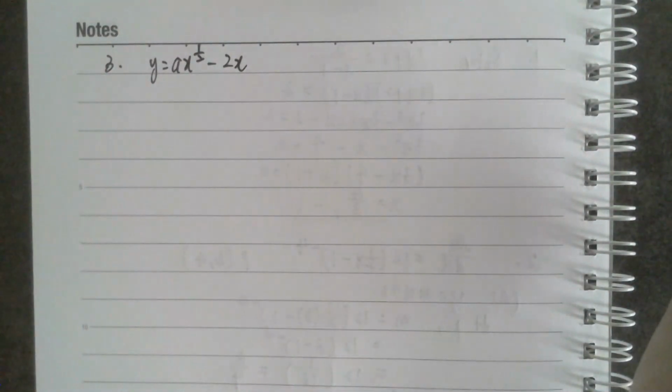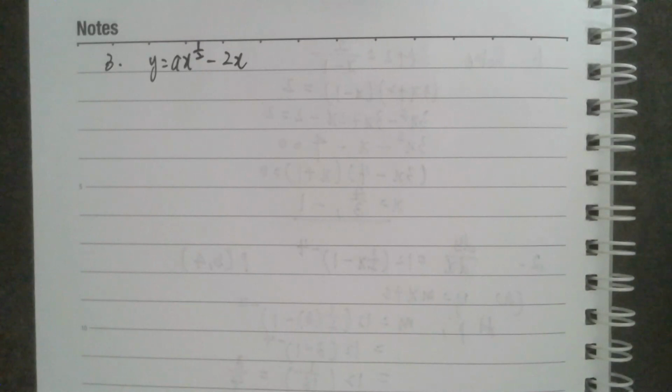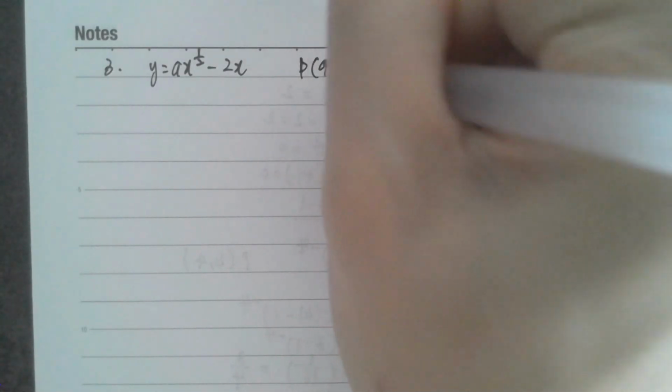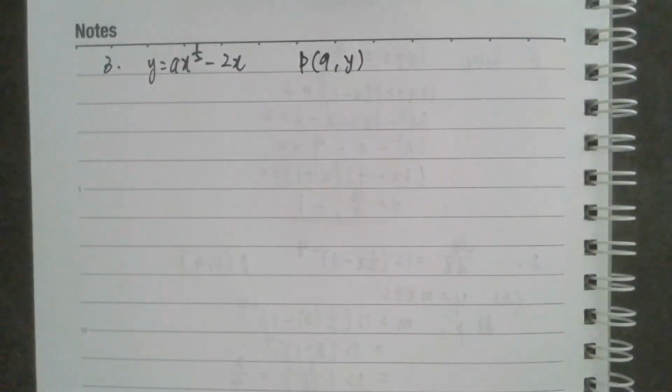Okay, so that's question 3. It says the curve has the equation y equals a x to the power of half, subtract 2x, where x is greater than 0, and a is a constant. The curve has a stationary point at P and has x coordinate 9. So you have P given and you have 9, and we don't know what the y coordinate is, which is exactly what the question is asking. Find the y coordinate of P.